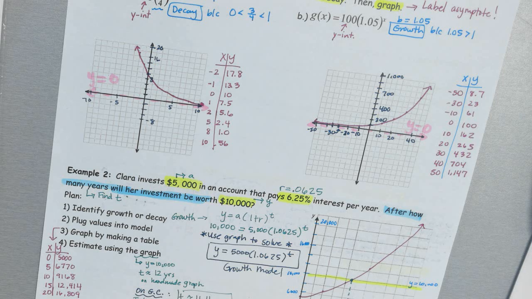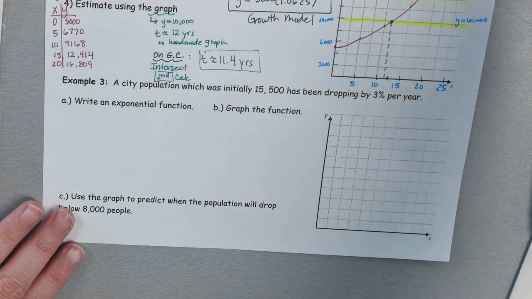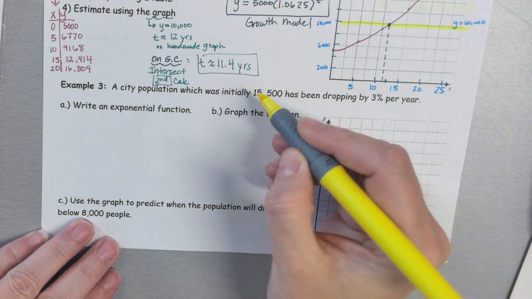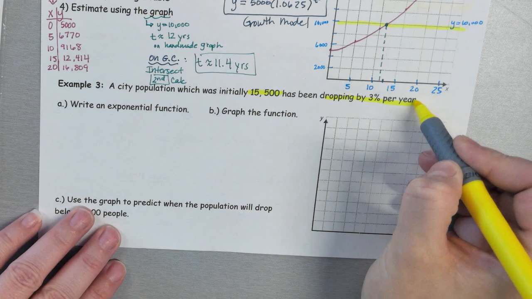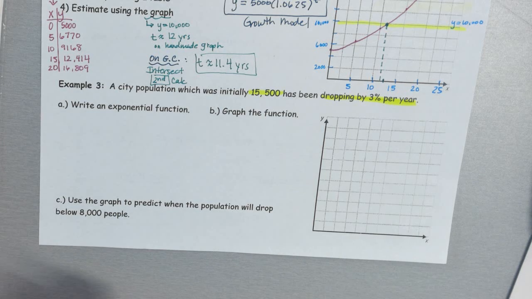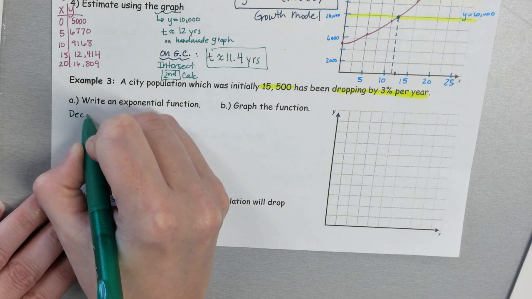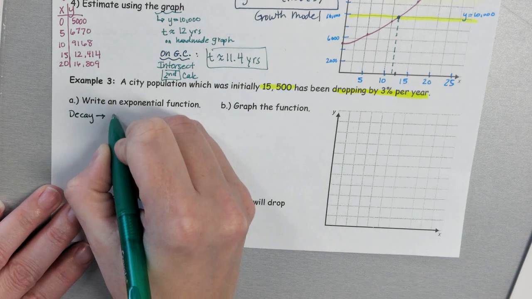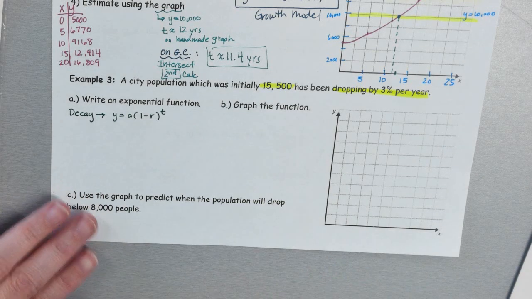For your last example, let's check to make sure that you guys got the right model. So they tell you the initial value, the city population, initially 15,500, and it's been dropping by 3% per year. So the dropping, that was your key word that this was going to be what type of model? Decay. All right, so when you're writing the exponential function for decay, you have to use y equals a times 1 minus r to the power of t.